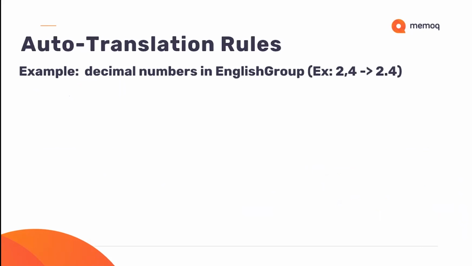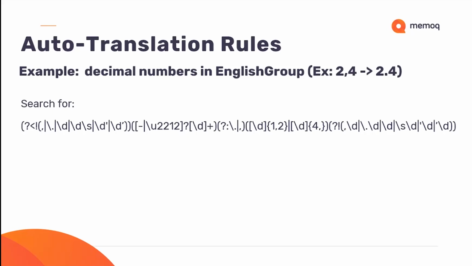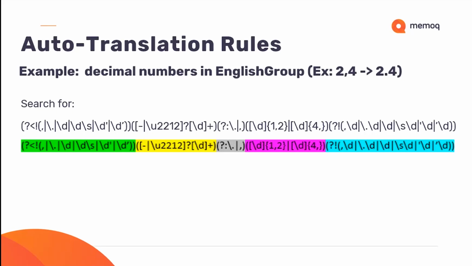This is the rule for converting decimal numbers that have a comma, like from German or any other European language other than English, and going into English where you would use a dot for the decimal number. So this is the regular expression. It looks horrifying, I know. So I've color-coded it a little bit for you. And let's go through that just so that you know what it does.